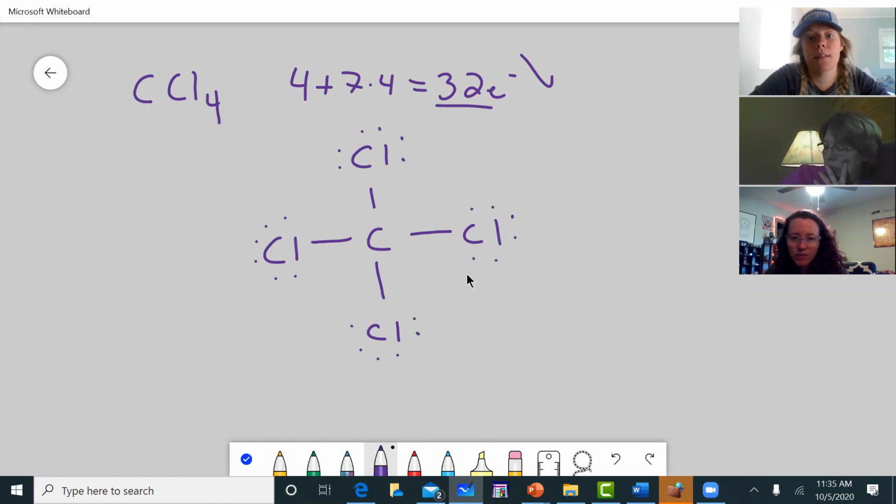This chlorine has access to 8 electrons, so it's happy. This chlorine has access to 8 electrons, it's happy. This one, happy, happy. And then the carbon in the center has access to 2, 4, 6, and 8. That's also happy. So the structure is done. So that's what all those bars and dots mean when we're looking at molecular compounds.